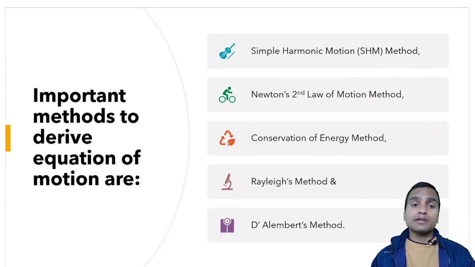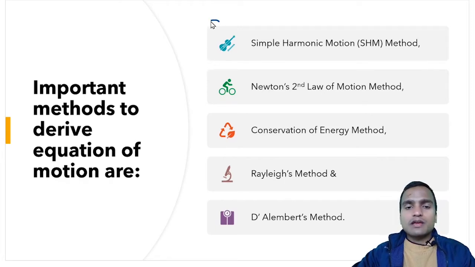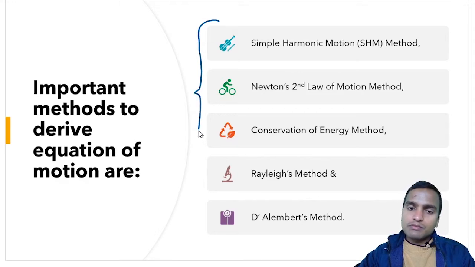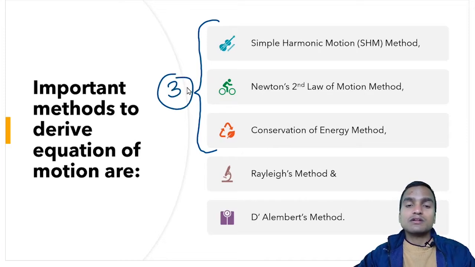There are different methods, and out of them these five methods are most important, and they are listed here, through which we can derive the equation of motion. Out of all these five methods, I hope you must have studied three of them. First is the simple harmonic motion method in your physics. Similarly, you must have studied Newton's second law of motion method in mechanics, and the conservation of energy method. These three methods you must have done earlier, and we will be using them in formulation of the equation of motion in vibration also.